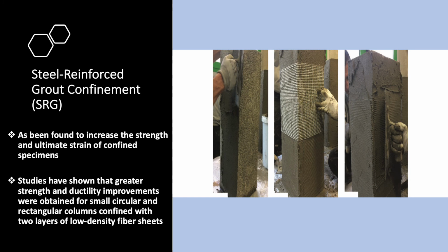Steel reinforced grout is another promising confining material that has been found to increase the strength and ultimate strain of confined specimens. And studies have shown that the greater strength and ductility improvements from SRG confinement were obtained from small circular and rectangular columns confined with only 2 layers of low density fiber sheets.